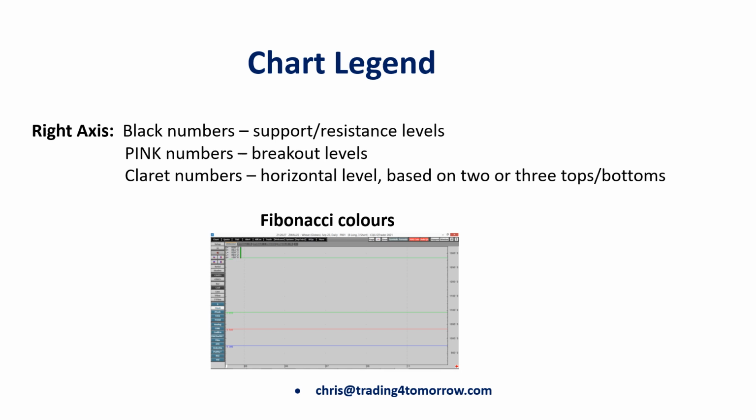So before I do that, just the legend so you know exactly what's there. The black numbers are going to be support and resistance levels based on trend lines. Pink numbers are going to be breakout levels. And claret numbers are just going to be horizontal levels where I've identified support or resistance, generally based on double or triple tops or bottoms.